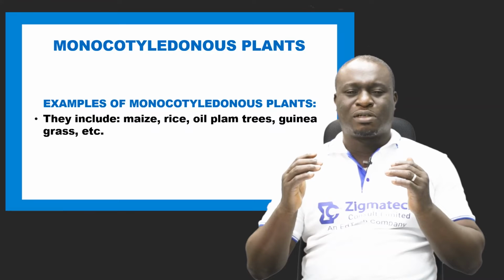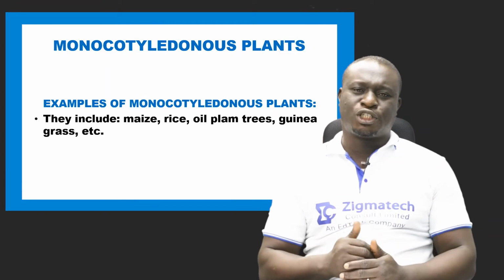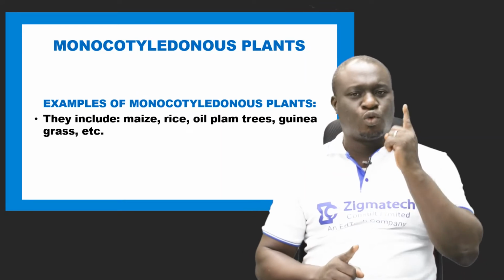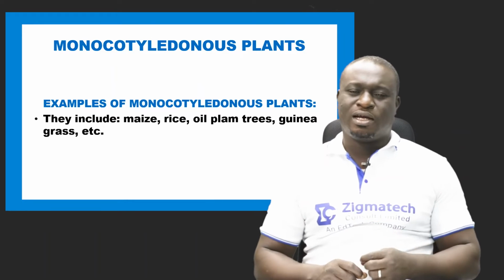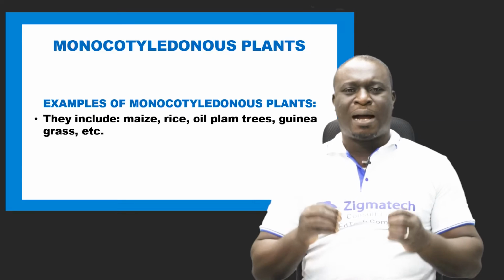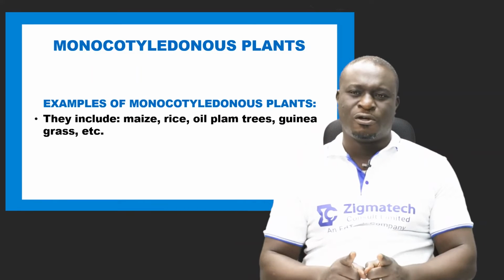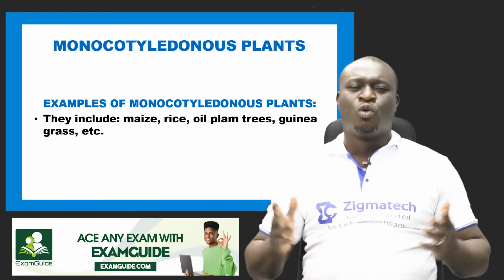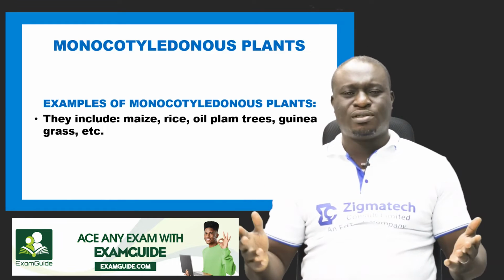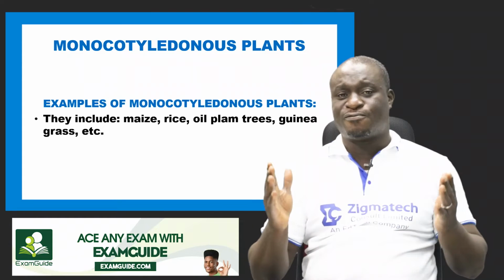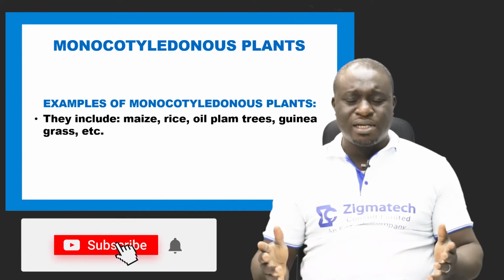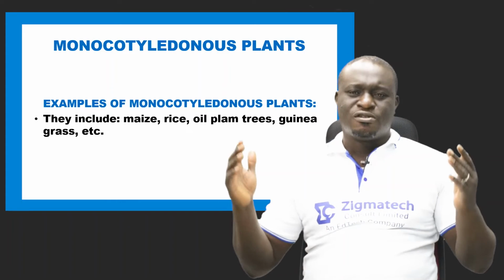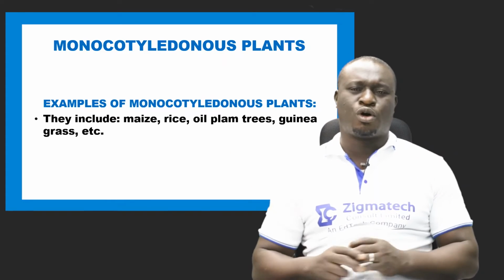Also, as the name implies, mono means one, cotyledon means seed leaf. It simply means that monocotyledonous plants are plants with only one seed leaf. Examples of monocotyledonous plants include maize and rice. Most of the cereals fall under monocotyledonous plants. We have maize, rice, oil palm trees, guinea grasses, and so on.